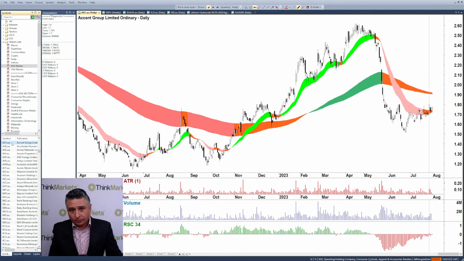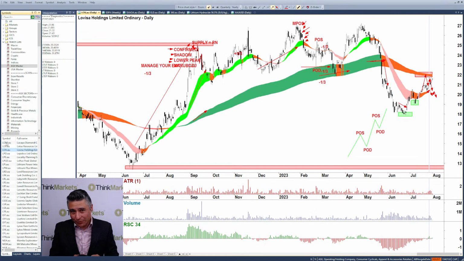AX1. Look, it's probably in that Elders camp. I think it's doing some great work to turn around, but I can't buy it because I need to see how it interacts with that long-term trend zone, because it just happens too often that this long-term trend zone is a key area. So if it did something like that, I could get interested, but until then, I'm a pass on this one. And I suspect this also is very similar.